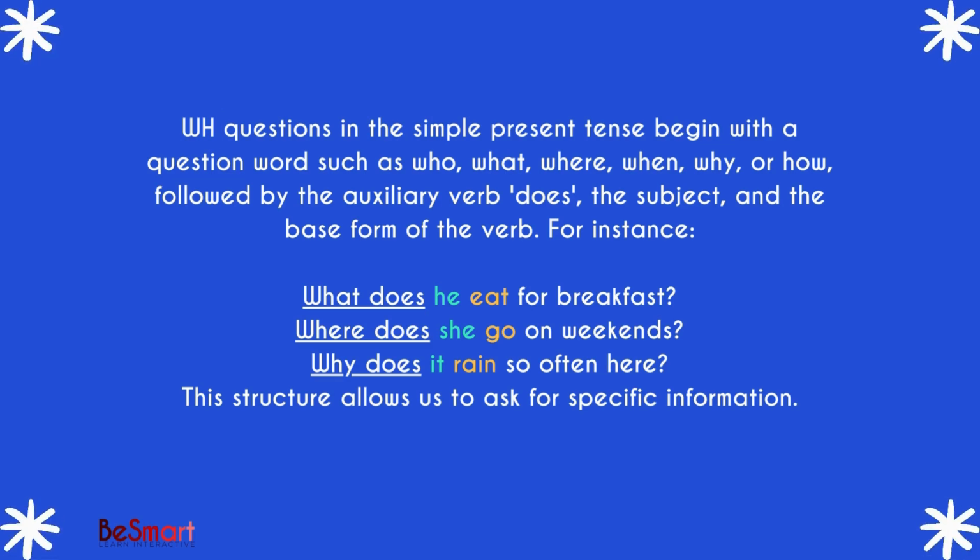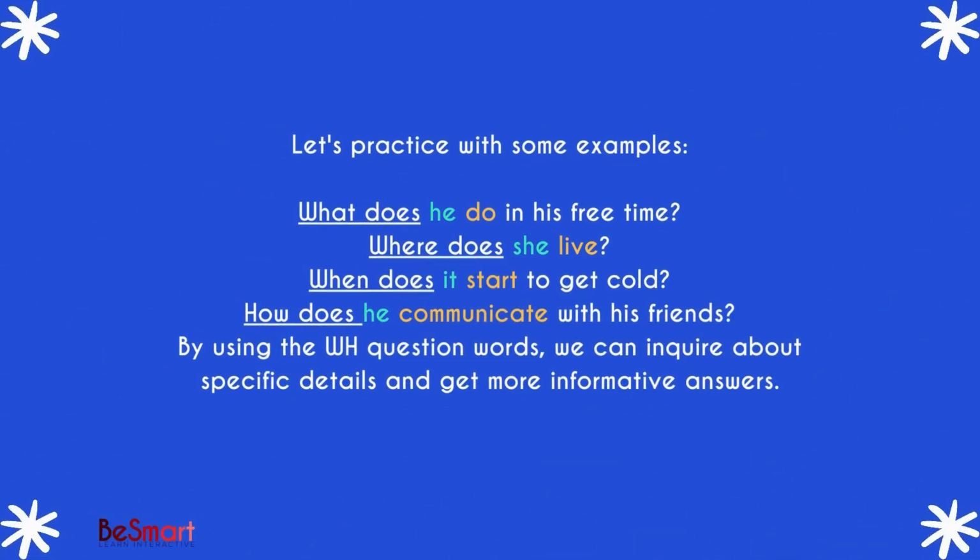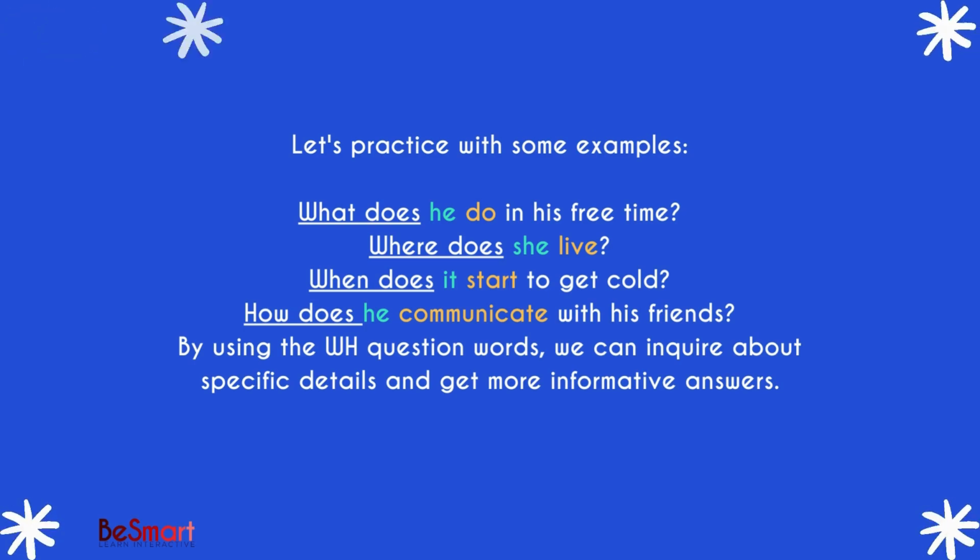For instance, what does he eat for breakfast? Where does she go on weekends? Why does it rain so often here? This structure allows us to ask for specific information. Let's practice with some examples. What does he do in his free time? Where does she live? When does it start to get cold? How does he communicate with his friends? By using the WH question words, we can inquire about specific details and get more informative answers.